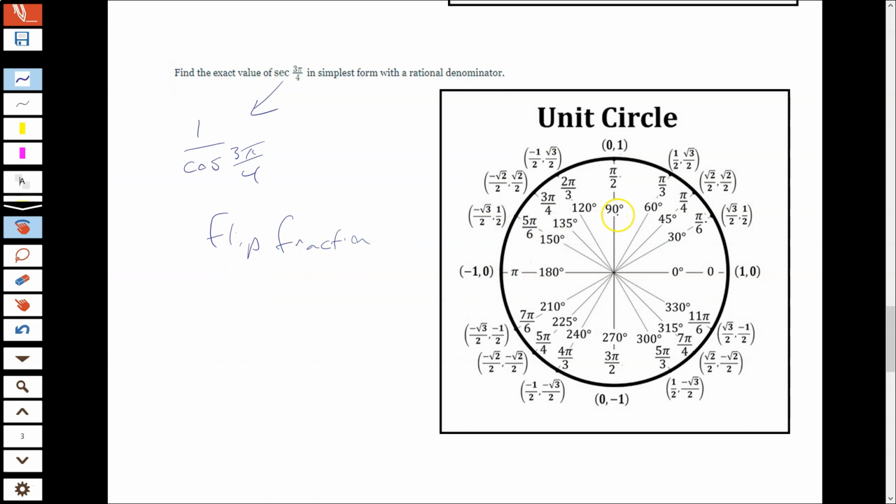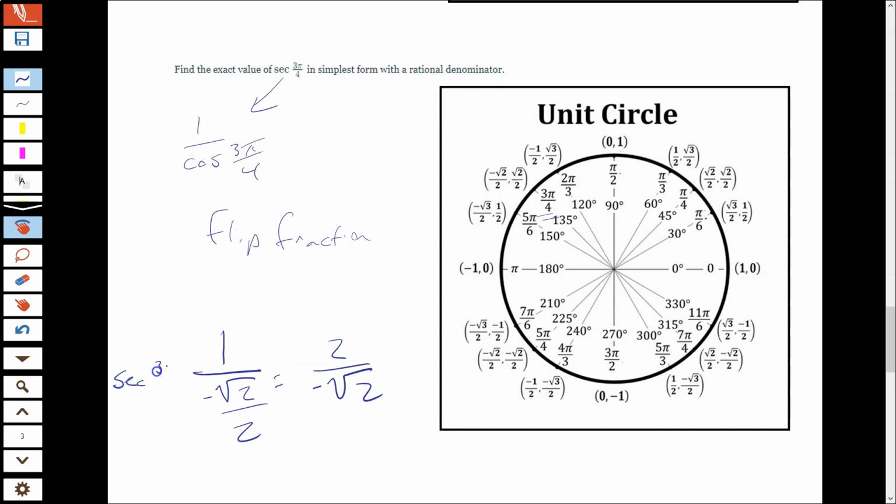So what I'm going to do is find 3 pi over 4. That is here. Cosine is my x coordinate. So this becomes 1 over negative square root 2 over 2, which becomes 2 over negative square root of 2. So this is secant of 3 pi over 4. Okay, easy enough, but we have to rationalize.